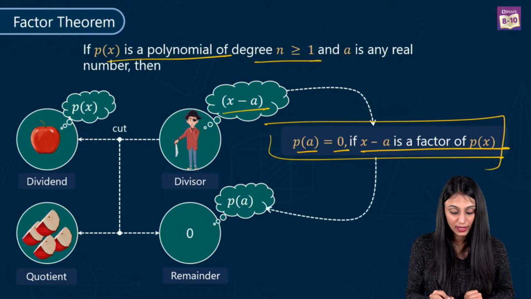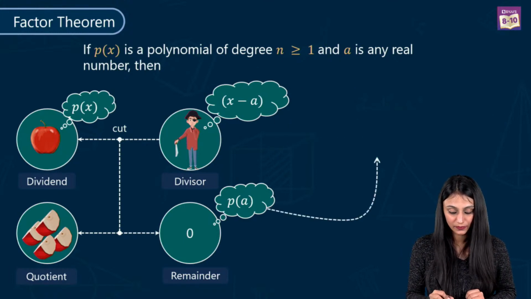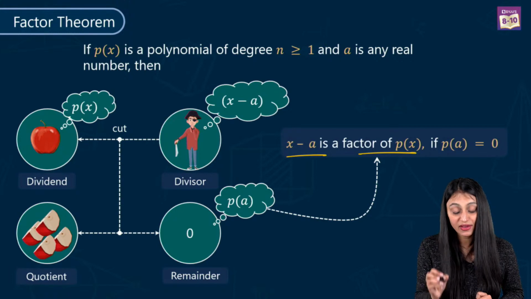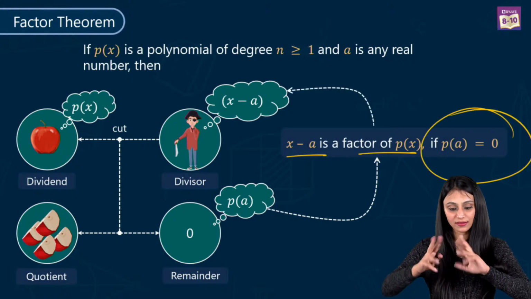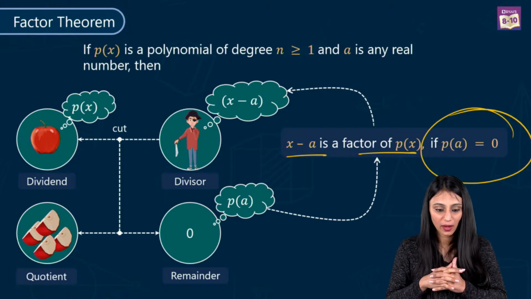And another thing, we can say that if x minus a is a factor of px, we can say that p of a would be 0, right? So vice versa.